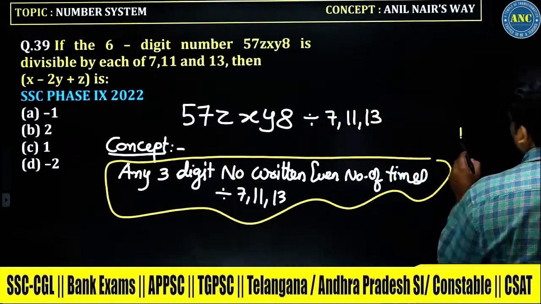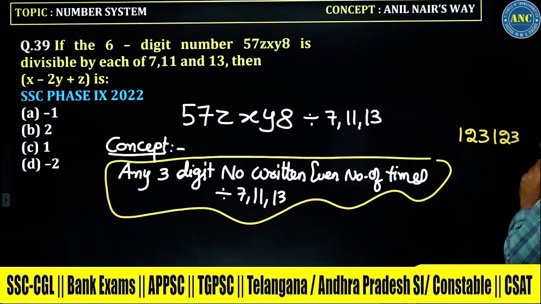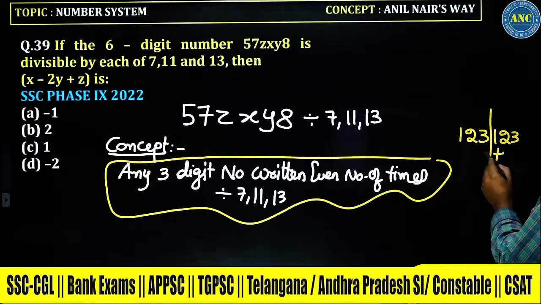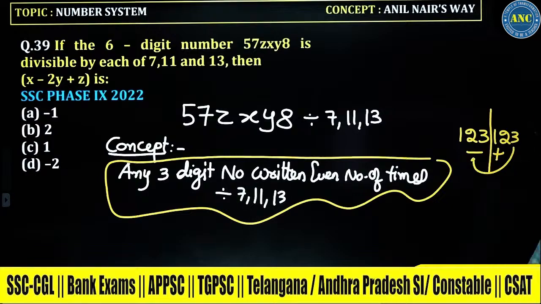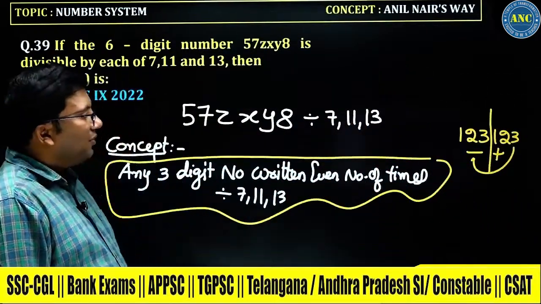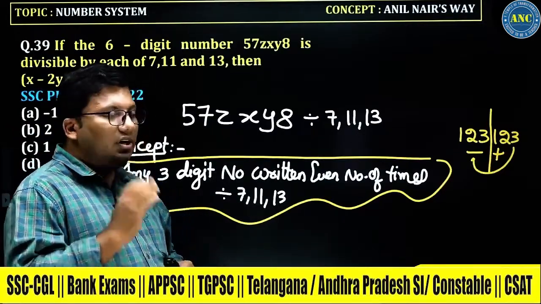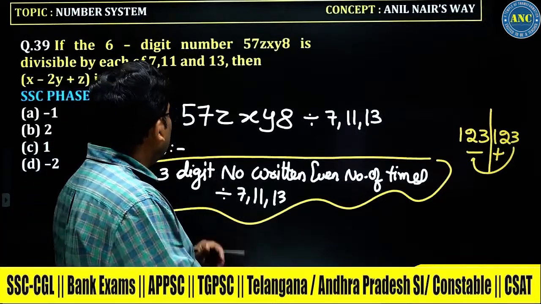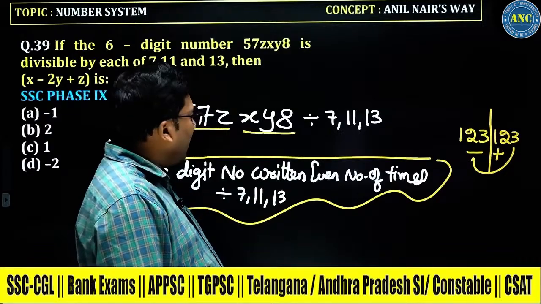Sir, why is it happening? If 123 is a 3-digit number and I write it 2 times, start from the right-hand side, take groups of 3 digits, alternately plus minus. That is the divisibility rule of 7, 11, 13. 123 minus 123 is 0. That means if the same 57Z is written here, the number is divisible.